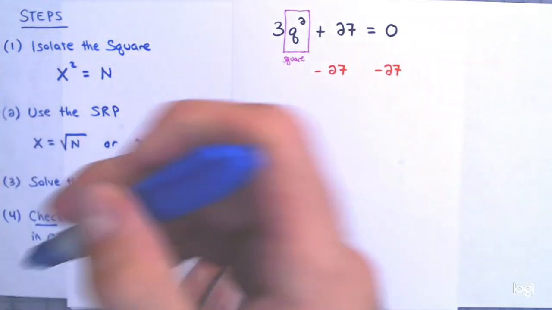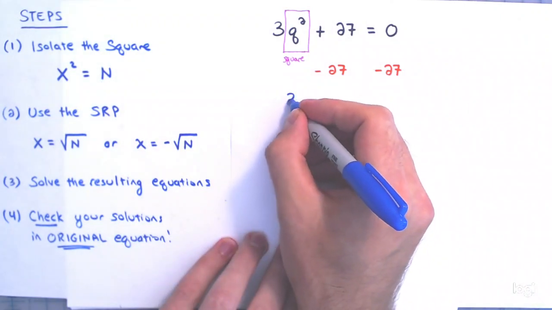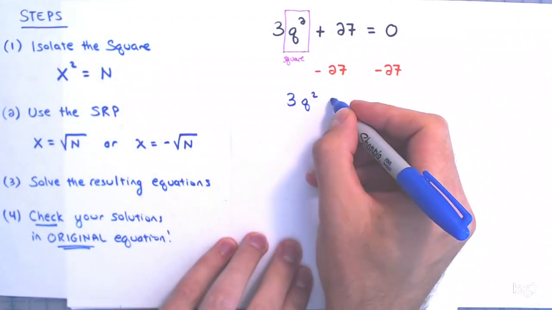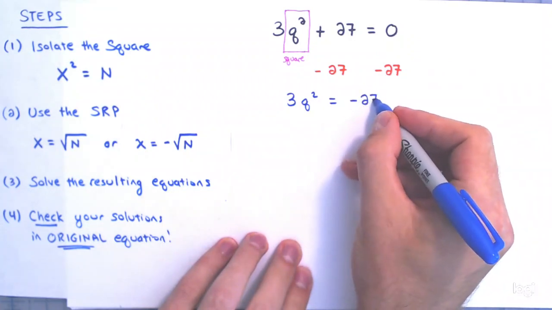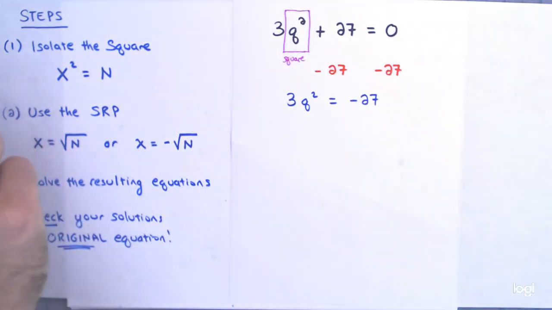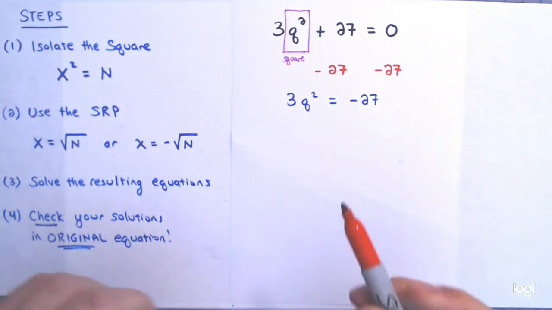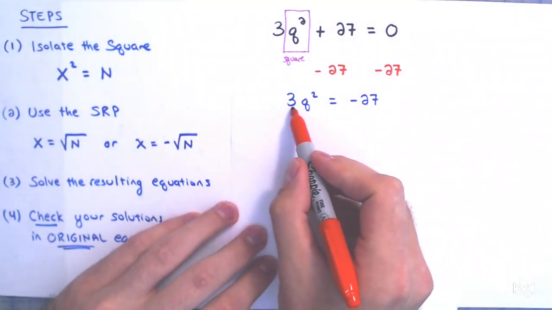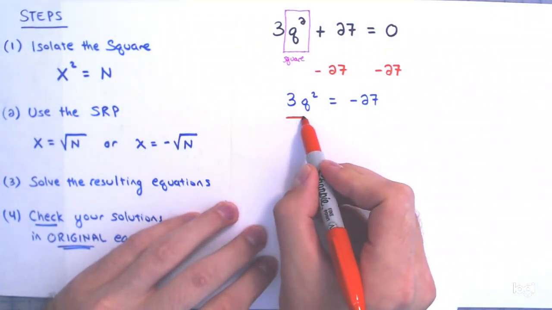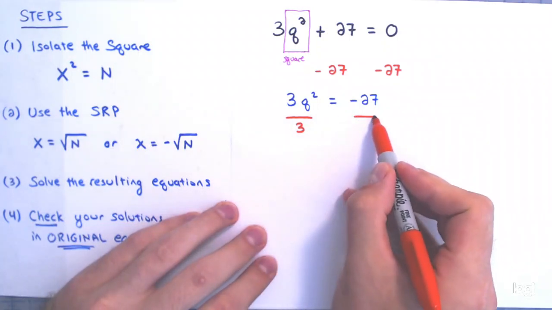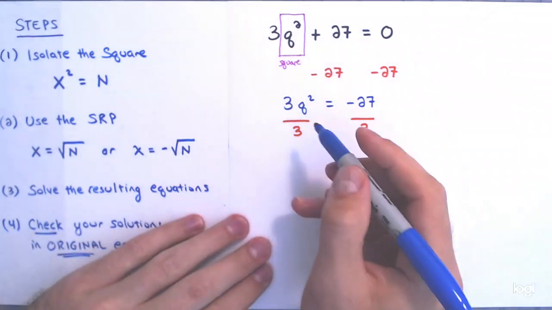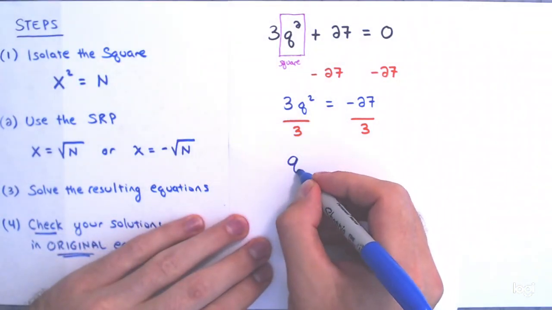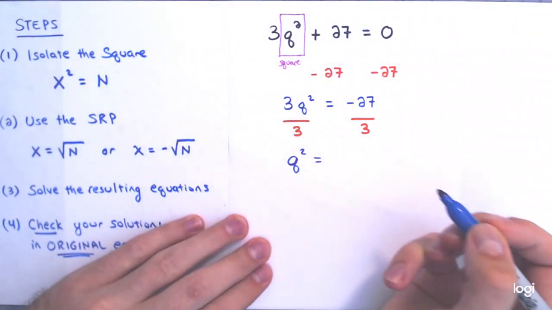That would leave me with 3q squared, 3 times q squared on the left, equals 0 minus 27, negative 27 on the right. The square is still not isolated, right? It's being multiplied by 3, so to undo that, I would divide both sides by 3. The 3's divide out here, leaving me with the q squared. The square is now alone on the left side.